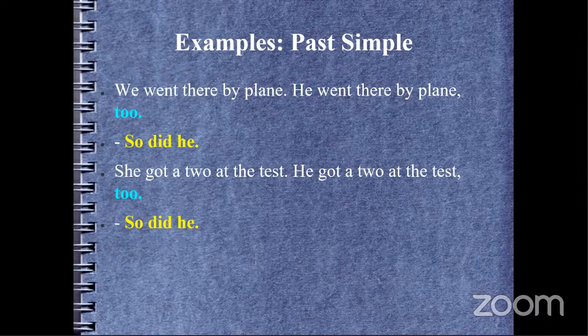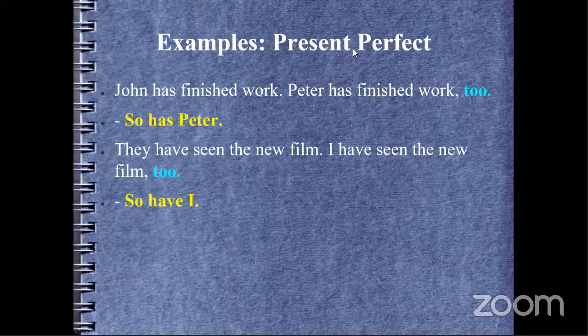Now, take a look at the second sentence. She got 2 on the test. He got 2 on the test too. Él obtuvo 2 en la prueba. Y viene otro compañero, chuta, habla serio. Yo también. So she got 2 on the test, so did he. She got 2 on the test, so did I. This is the past simple. Let me stop here. Give a minute.